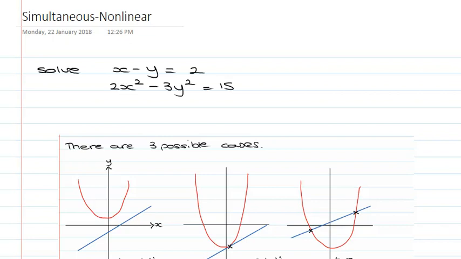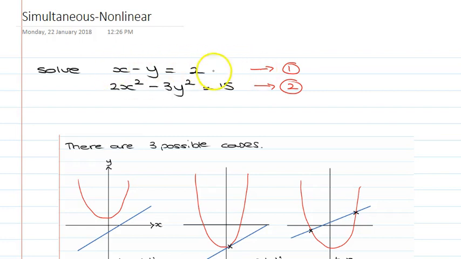In this video, we're going to solve nonlinear equations simultaneously. If you have a look at what I've got here, the first equation is a linear equation, and the second equation is quite clearly nonlinear. It's got some squares in there, so it's quadratic. Now, the idea behind this, we're going to use substitution for this.